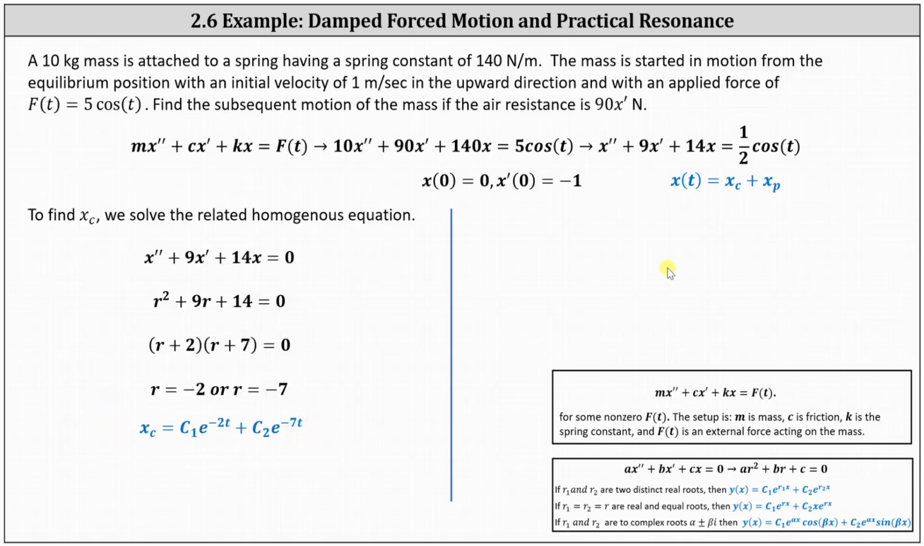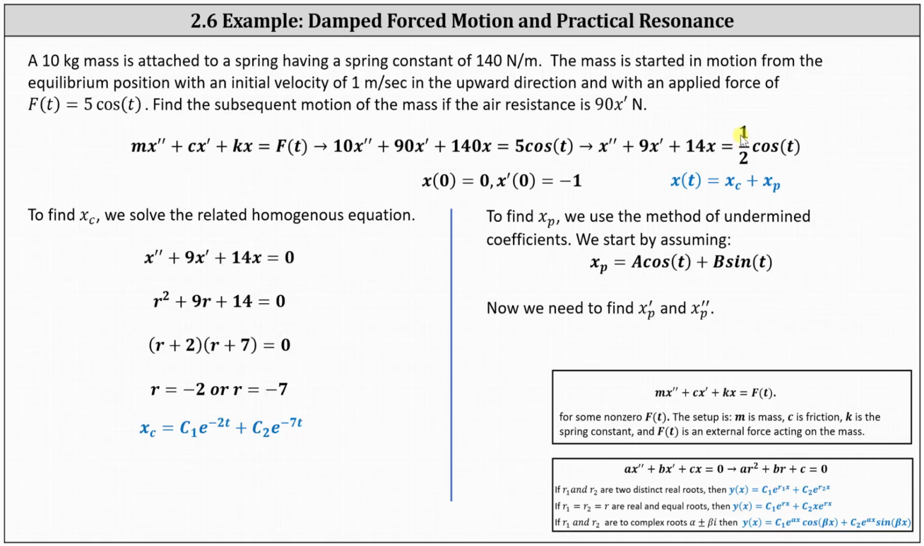The next step is to determine a particular solution, x sub p. To do this, we'll use the method of undetermined coefficients. Because the right side of the differential equation is 1 half cosine t, we'll start by assuming x sub p is equal to a cosine t plus b sine t. The next step is to determine x sub p prime and x sub p double prime, then perform substitution into the differential equation, and then equate the coefficients to solve for a and b.